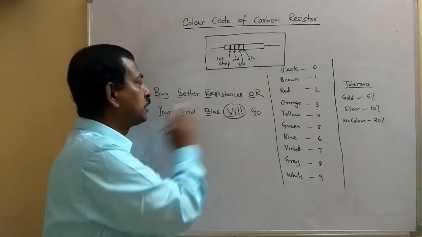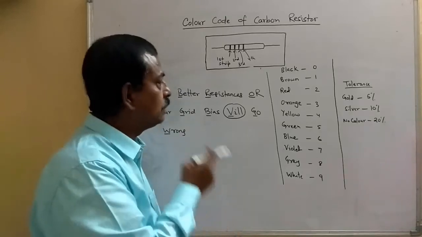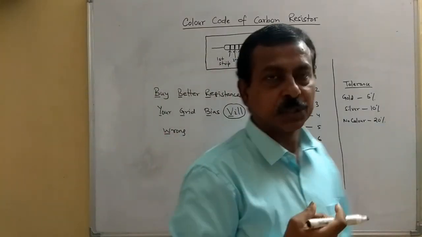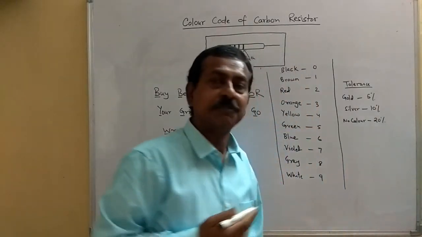So if you remember this line or sentence, you can easily remember the color sequence of the carbon resistors. So this is all for the carbon resistors.